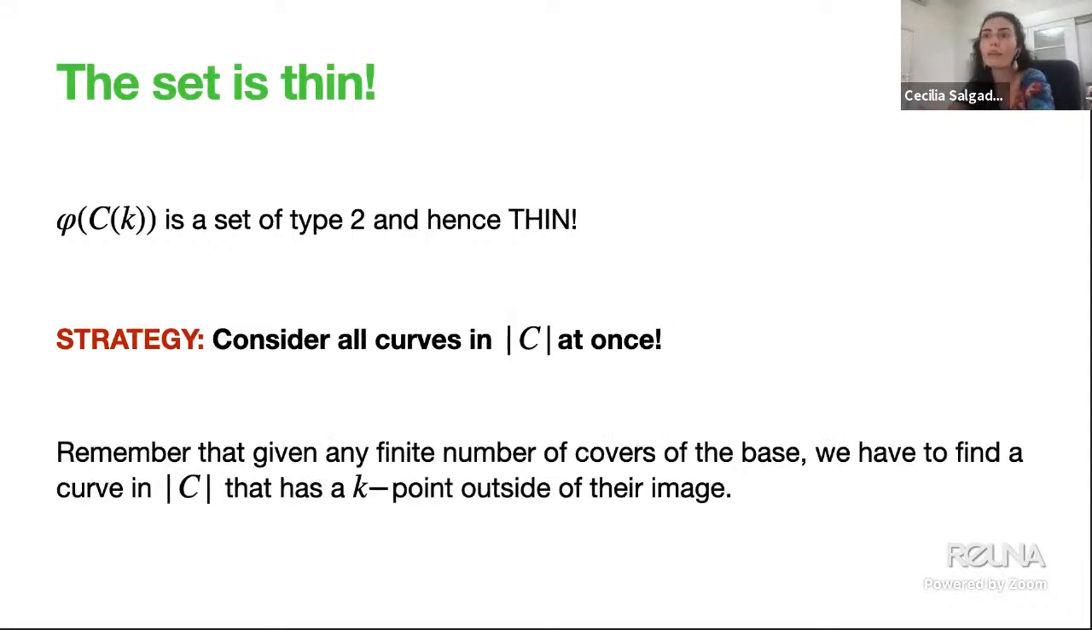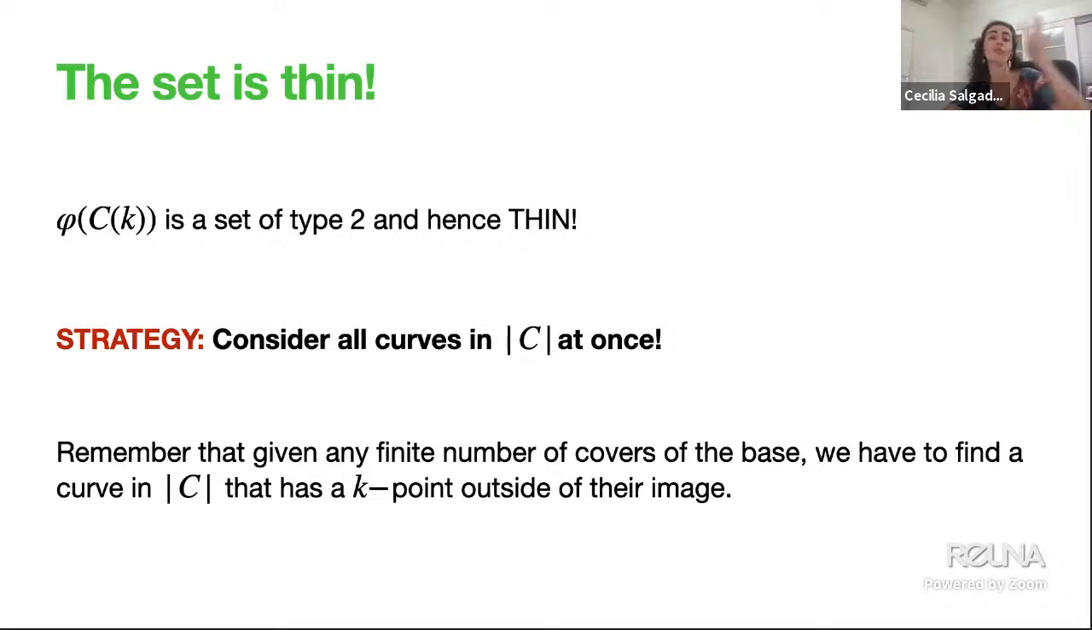And I have to find a curve in C. Once I fix this finite number of covers, I have to look inside C, the linear system, and find a curve that, when I restrict the fibration to it, has a point which maps to B, but doesn't lie in the union of these covers, of the points that come from the covers. So that's what I have to do.